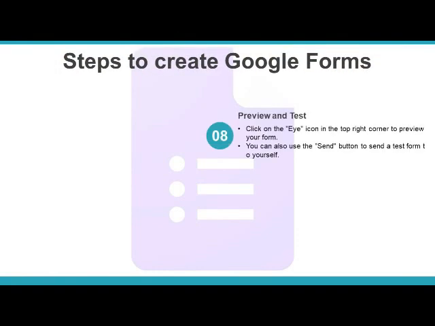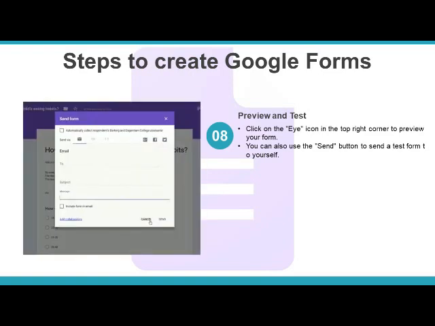8. Preview and test. Click on the eye icon in the top right corner to preview your form. You can also use the Send button to send a test form to yourself.